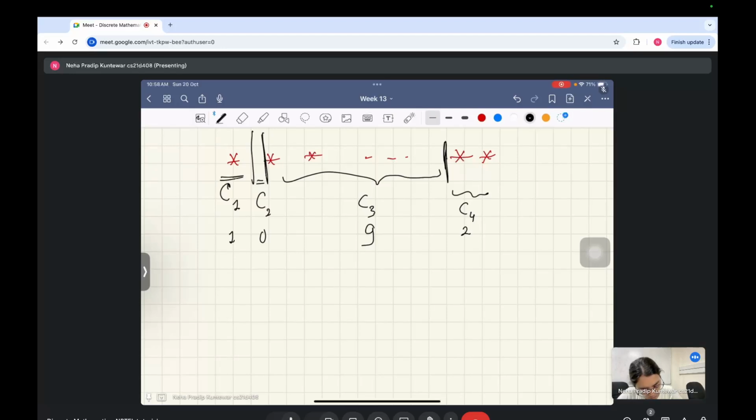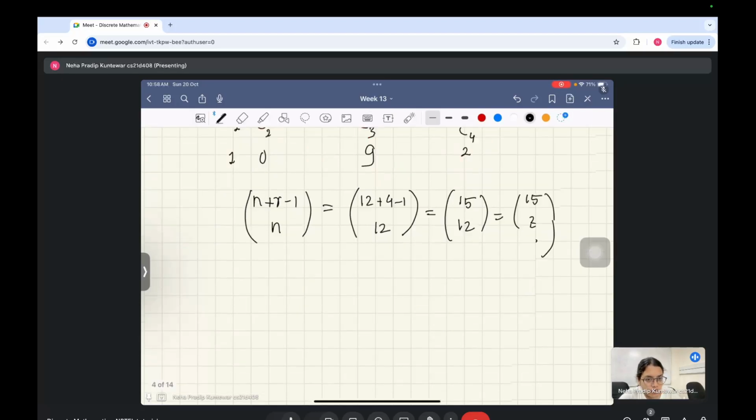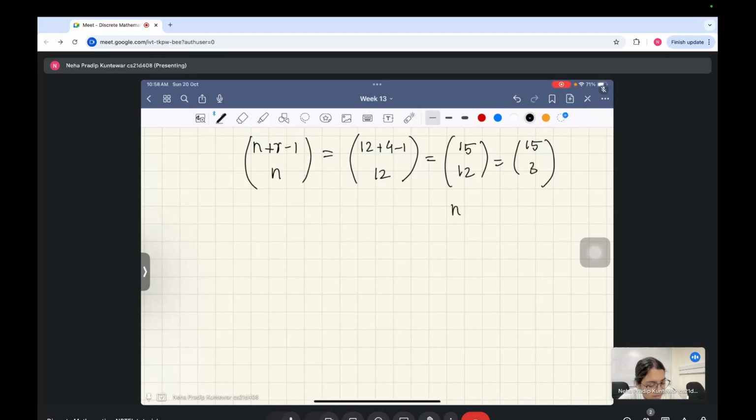So we know that the answer to that is given by n plus r minus 1, choose n, which is the same as 12 plus 4 minus 1, choose 12, which is the same as 15 choose 12, and this is nothing but 15 choose 3. This is because of the identity that n choose r is the same as n choose n minus r.